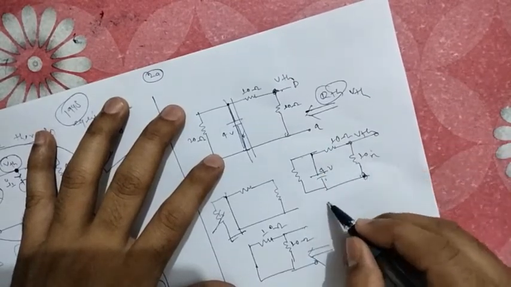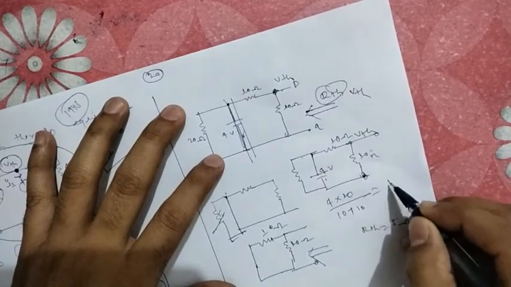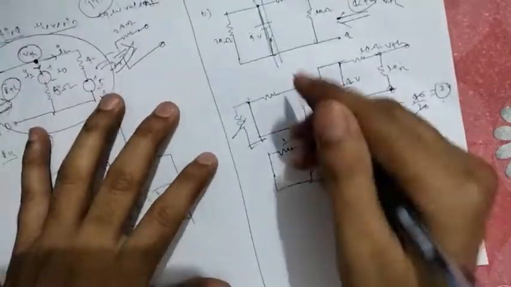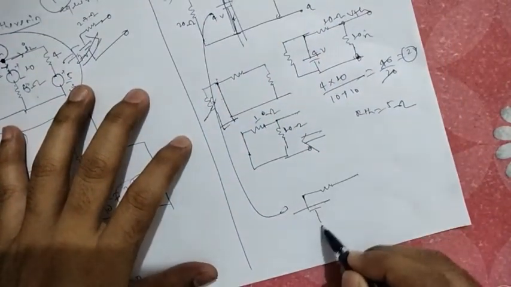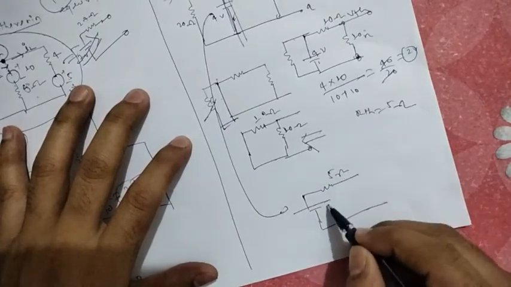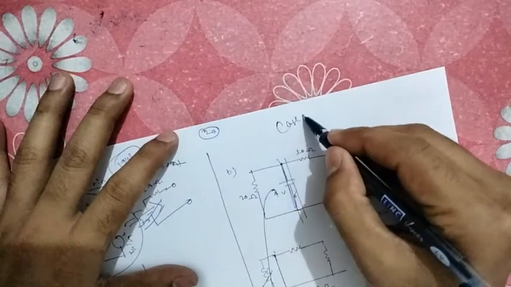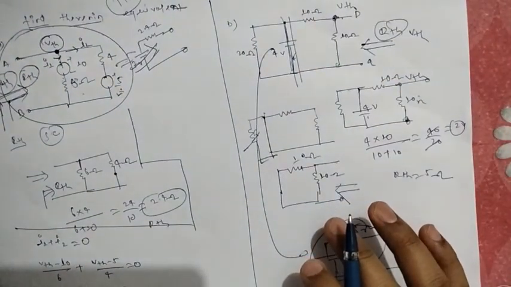This is just a potential divider circuit. 4 into 10 by 10 plus 10, it is nothing but 40 by 20, it is going to give you 2 volt. Now this whole circuit can be reduced to 2 volt in series with 5 ohm. So this is 2 volt. So this is all about the case 1 Thevenin equivalent circuit. Next class we are going to discuss the case 2 Thevenin equivalent.